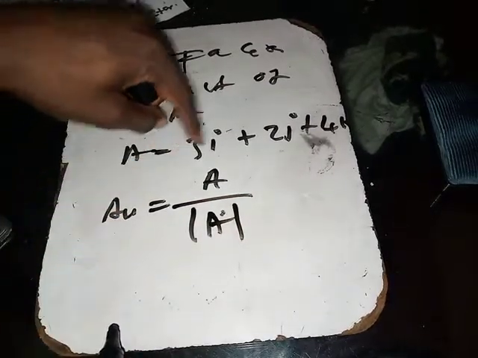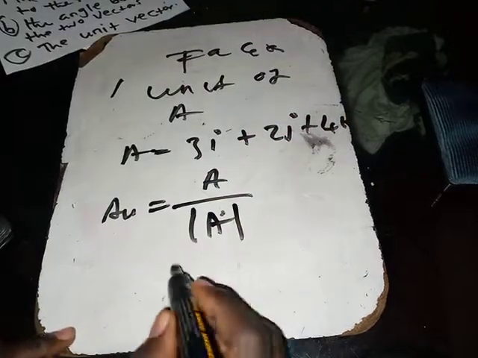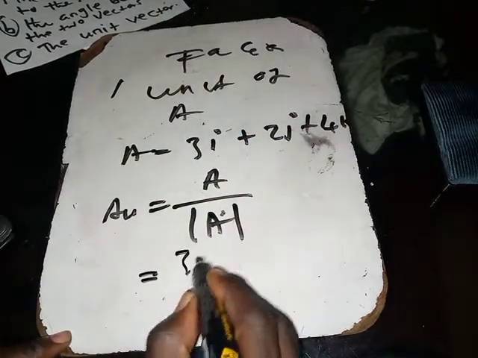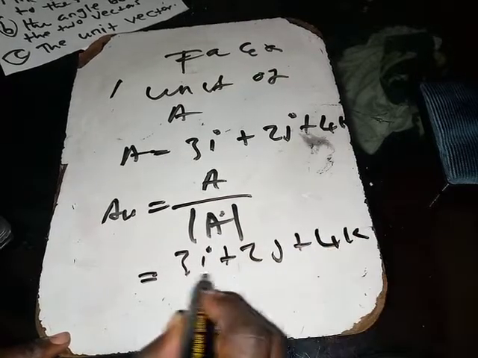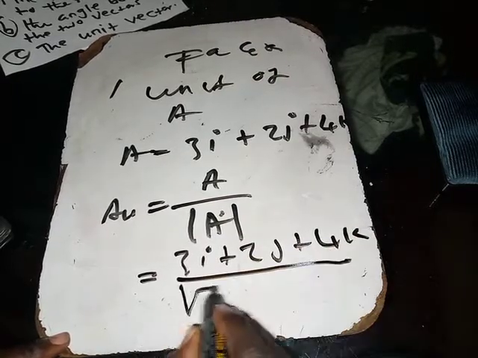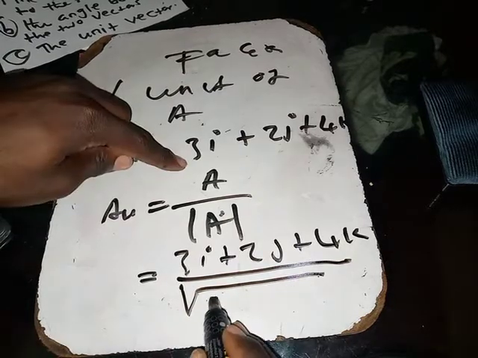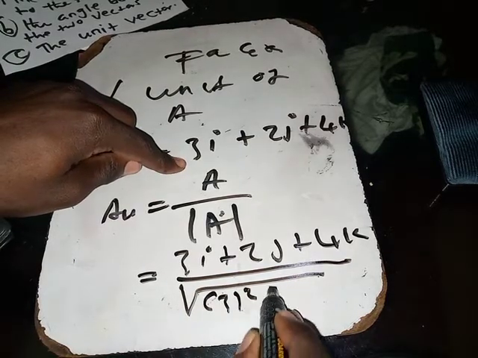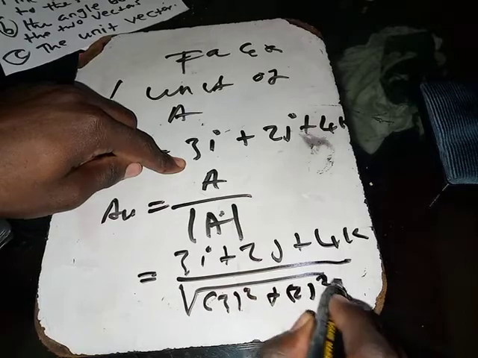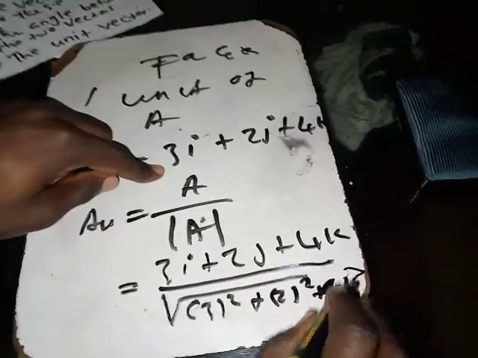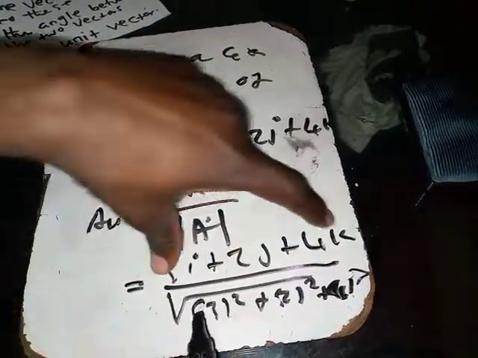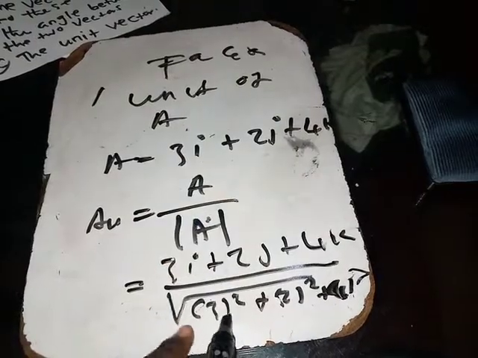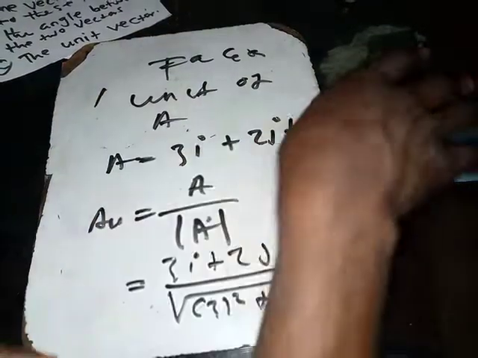So you're going to say 3i plus 2j plus 4k divided by the magnitude of this, which is the square root of 3 squared plus 2 squared plus 4 squared. Then you punch on the calculator. You are going to discover that mostly it is this divided by the figure that you get from here. As simple as that. That's the definition.